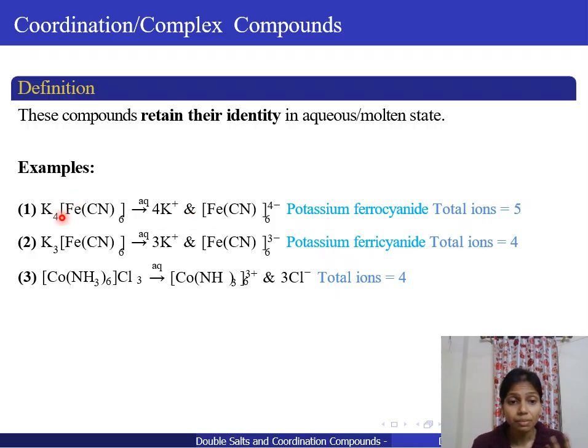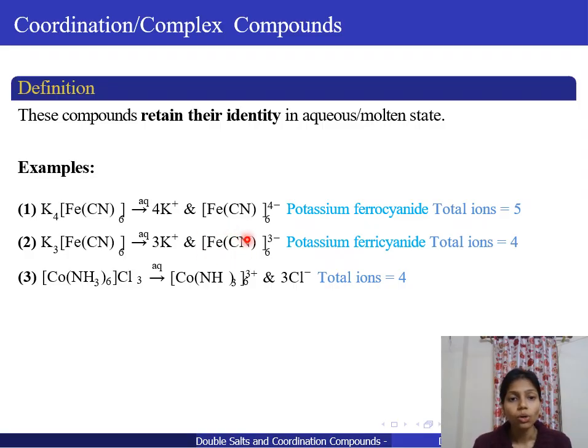Why? Because the portion inside the square bracket will remain intact as an anion here. The bond between the iron and the cyanide ligand, which is a kind of coordination covalent bond, will not break. It will retain its identity. Only the ions outside the square bracket can dissociate into ions, but the entities inside the square bracket keep their identity intact.